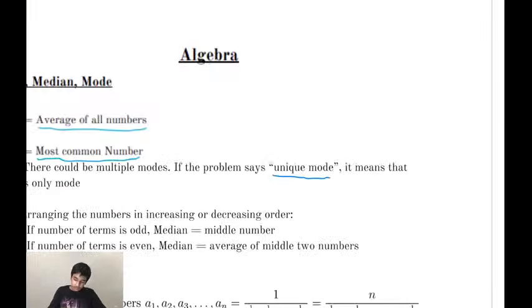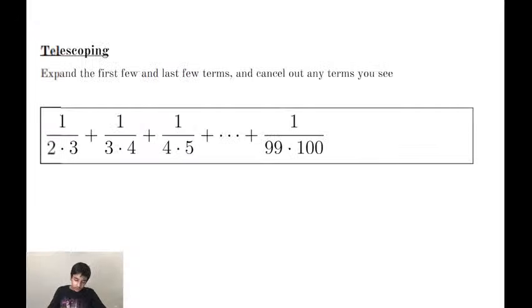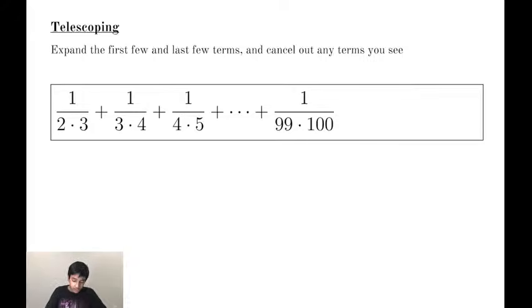Okay, so telescoping is another extremely nice topic. For telescoping, you want to expand the first few and last terms and cancel out any terms you see. Let's try going over how to solve this problem. This problem is tricky, so let's see what we can do.